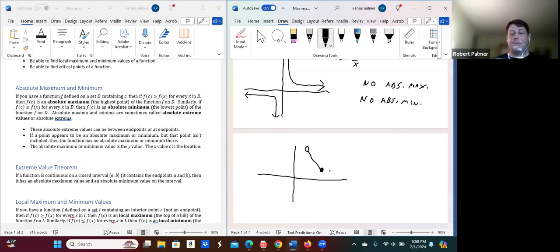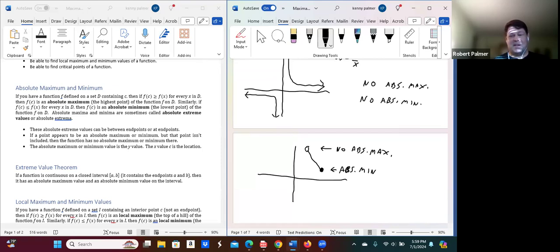Now, in this case, obviously, this is the lowest point. What this is here is the absolute minimum value. Remember, we're talking about the y value. The x location is basically where it is. The y value is actually the absolute minimum. What about this up here? Now, remember, the open circle means that point's not included. So actually, here, there is no absolute maximum.